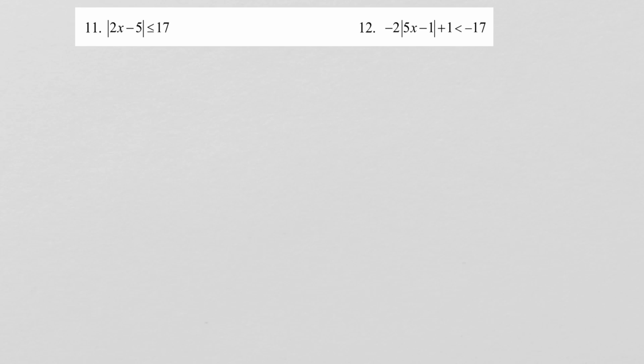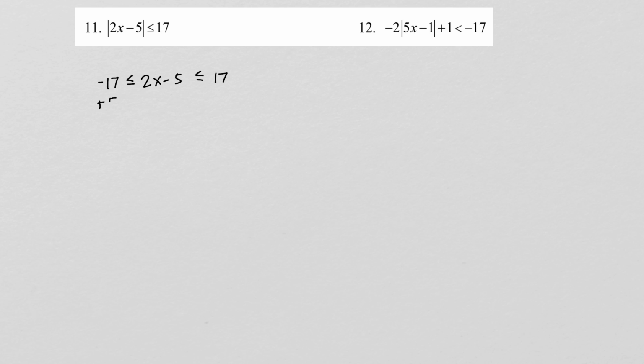Next, we have an absolute value inequality. To solve this, when you have an absolute value is less than a positive number, we need to know that that means that the number inside the absolute value, which in this case is 2x minus 5, can only be in between negative 17 and positive 17. So go back to the lesson video on this if you need more information.